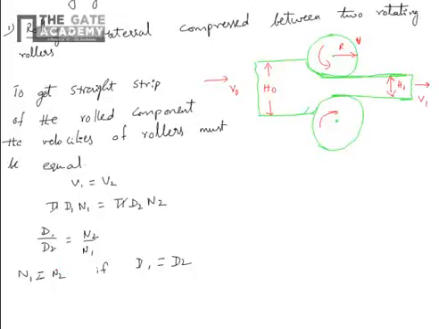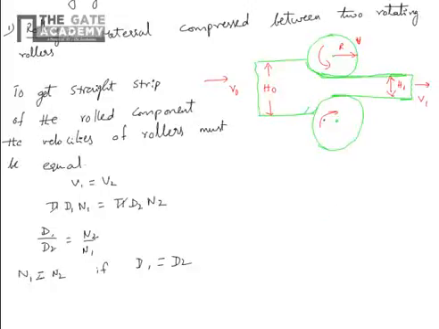The point where the strip starts contacting the roller is called the entry point. The point where the strip separates from the roller is called the exit point. Entry and exit point. The angle of the entry and exit points with respect to the center of the roller is called the angle of bite. So angle of bite, or biting angle, or deformation angle: different names which they call it.